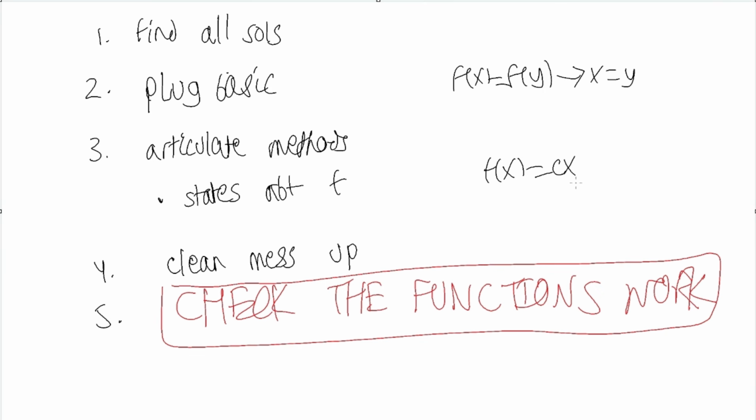Otherwise, you're going to get a 6 out of 7 on your problem. And after all, this series is called 7 Steps to a 7. So you want to try checking your function's work. All right, so that's the basic framework of a functional equation. And you'll see what all these steps mean as we progress later in the video.